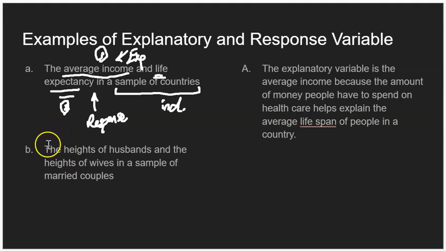All right. So go ahead and take a look at number 2, part B. I want you guys to think about which one you would peg as the explanatory or response variable. It's going to compare heights of husbands and heights of wives in a sample of married couples. Go ahead and take a few minutes to try this out.